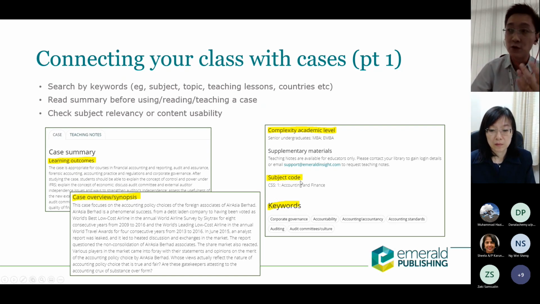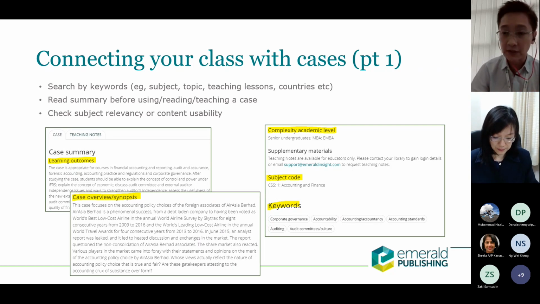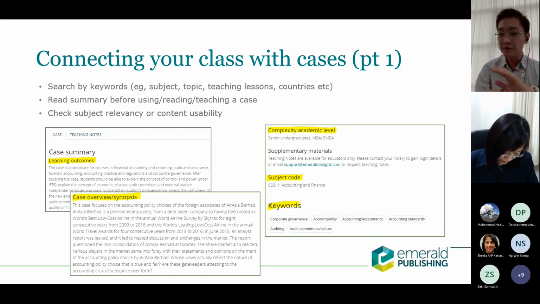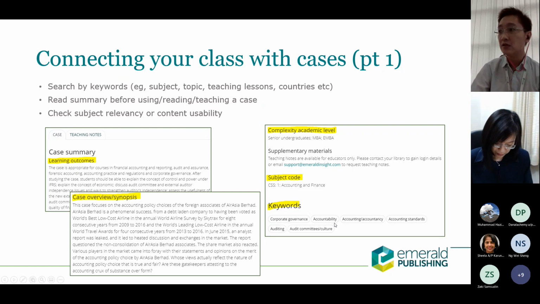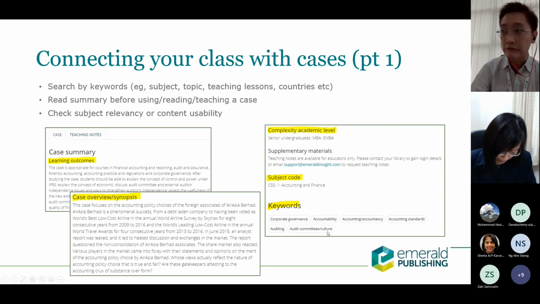The subject code over here tells you it's CSS. I'm not too sure whether CSS is university-based or a common code, but I always refer to this CSS, which is accounting and finance. For me, I learned on my own to also refer to keywords. I believe keywords are important. That's why authors include keywords. It's not only for searching and SEO, but the keywords also tell us what the case is about. Even though it's about accounting, you can see that this case is also about corporate governance, accountability, audit and audit committees, and also culture. So this allows you to know what it is all about.